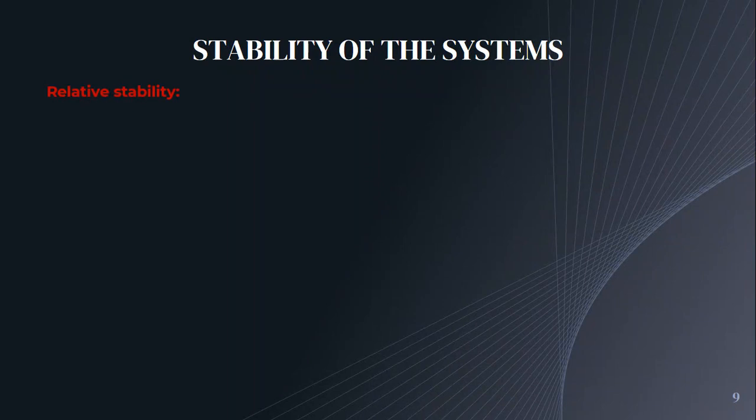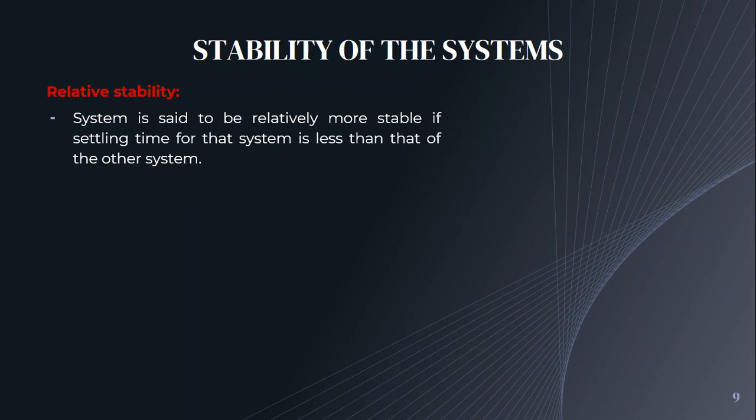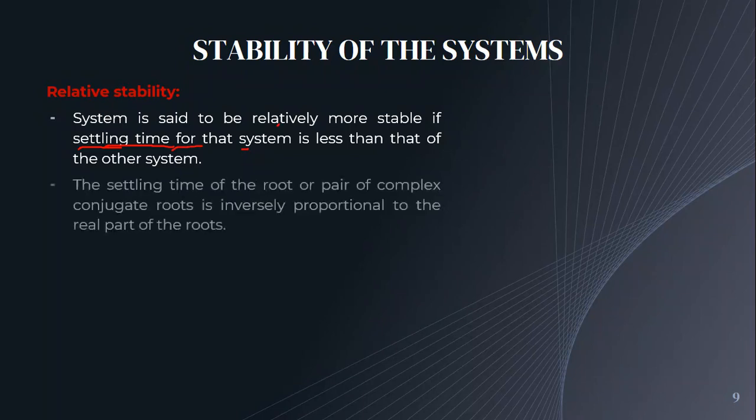Now there is one more term, relative stability. How do we determine the relative stability of a system? A system is said to be relatively more stable if the settling time for that system is less than that of the other system. We have talked about settling time in transient response: the time taken by the system to reach steady state is known as settling time. So if the settling time is less, the system is more stable. If the settling time is more, the system is less stable.